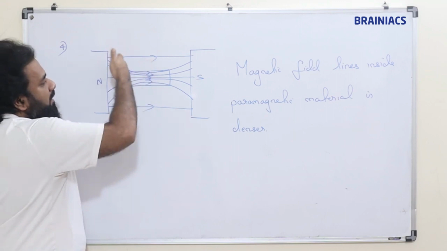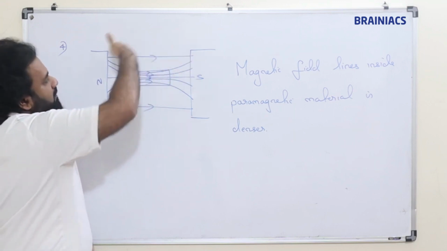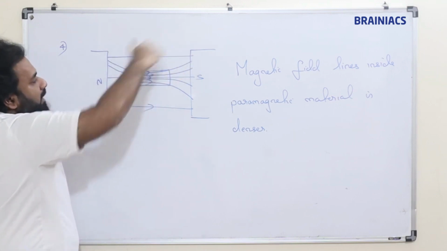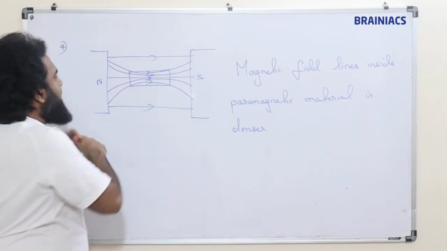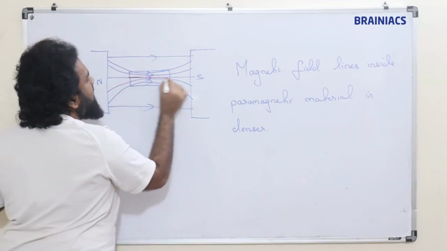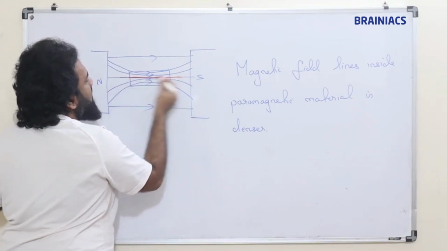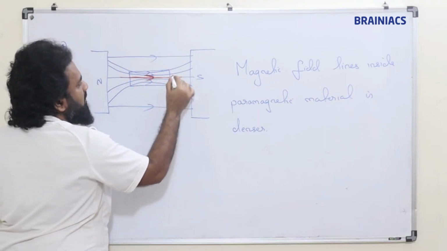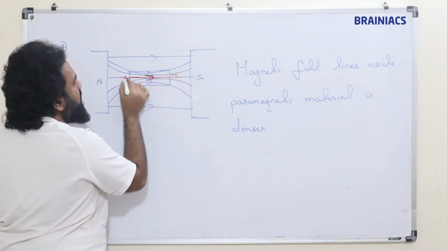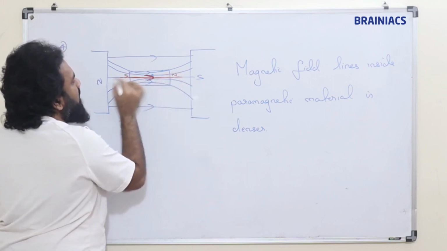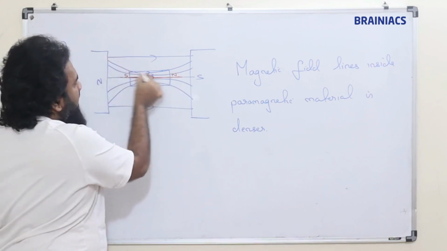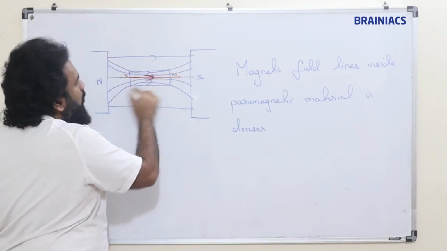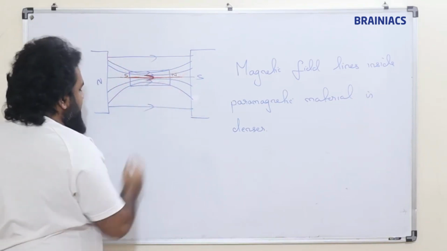So this will attract, and the lines will go through this. They will try to move like this. See, if the magnetization I is in this direction, this is a magnet, so obviously this will become north and this will become south. So obviously these lines will have an inclination to move towards this.